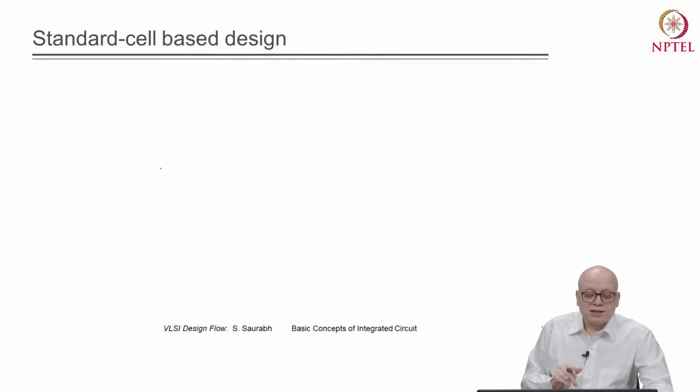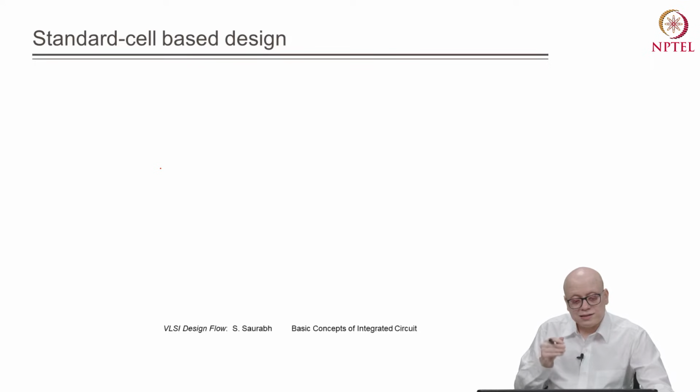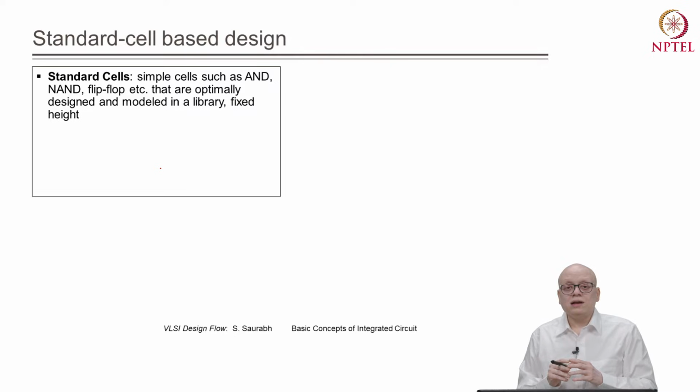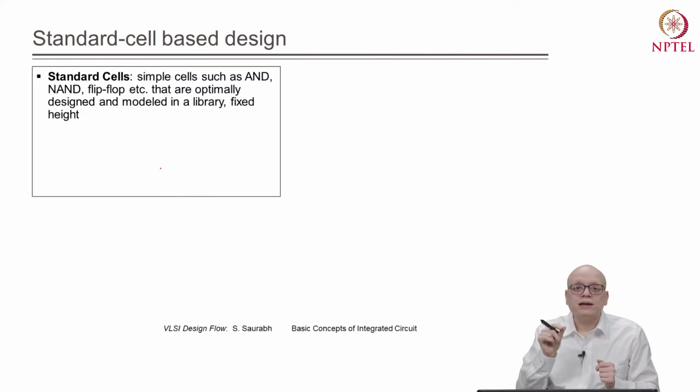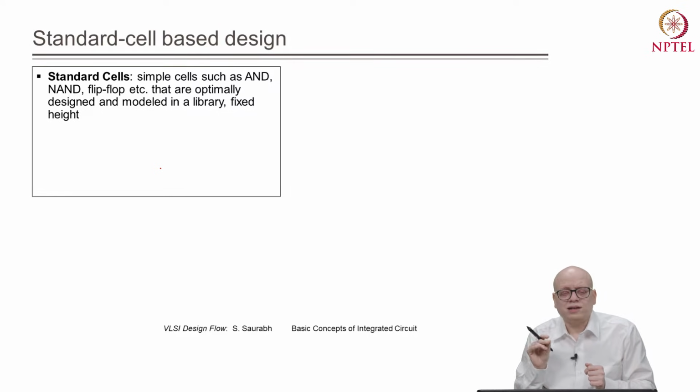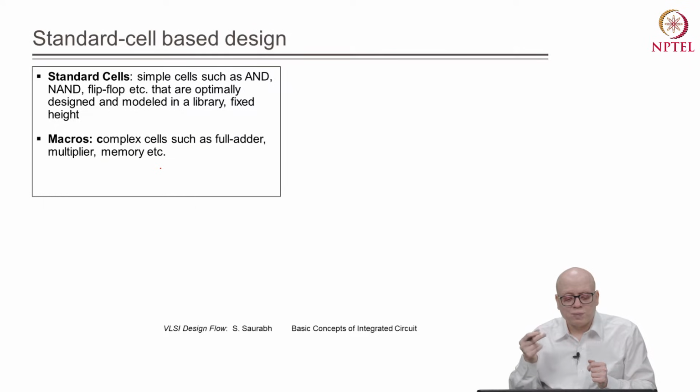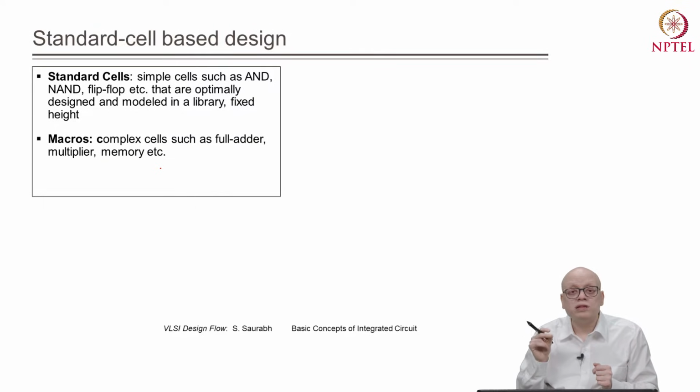The other design style is standard cell based design. So in standard cell based design, what is done is that first we design standard cells. Now what are standard cells? Standard cells are simple cells such as AND gate, OR gate, or flip-flops, or simple adders and those kinds of things, right? So these are logic gates or simple cells. It can be macros also, complex cells such as full adder, multiplier, memories also.